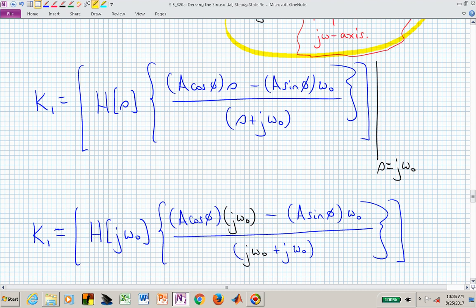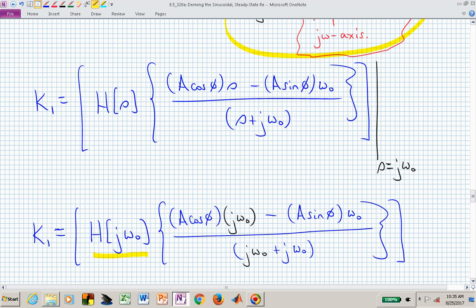Meaning, everywhere we have an S, we replace it with j omega naught. So H of S gets evaluated at that location in the complex S-plane. We evaluate H at j omega naught. That now is a complex number. This particular term in this expression for K1 is a complex number. We're simply plugging in everywhere we have an S in H, we replace it with j omega naught.